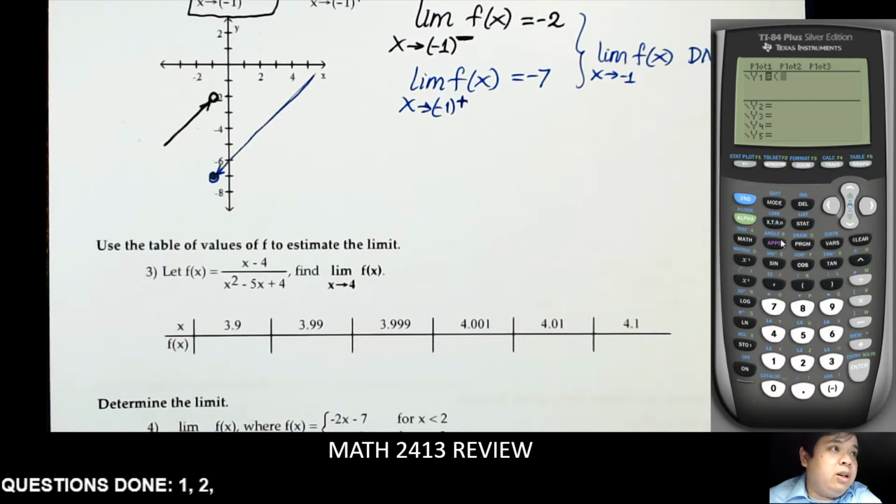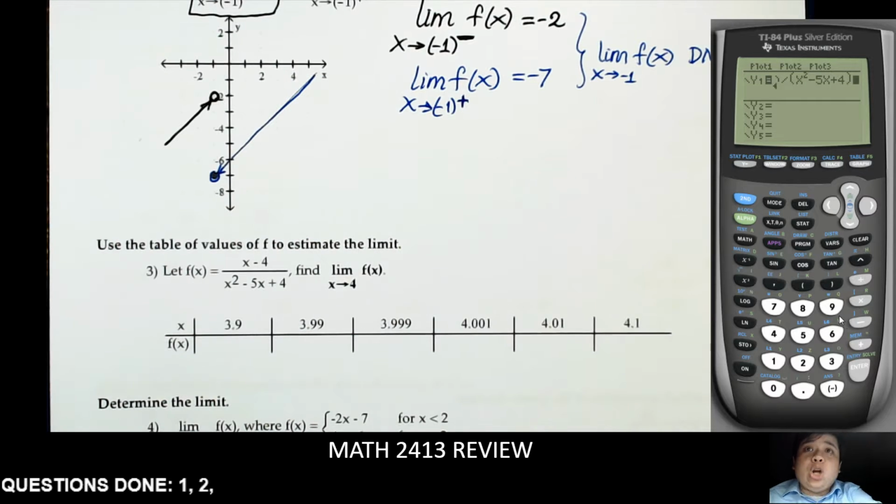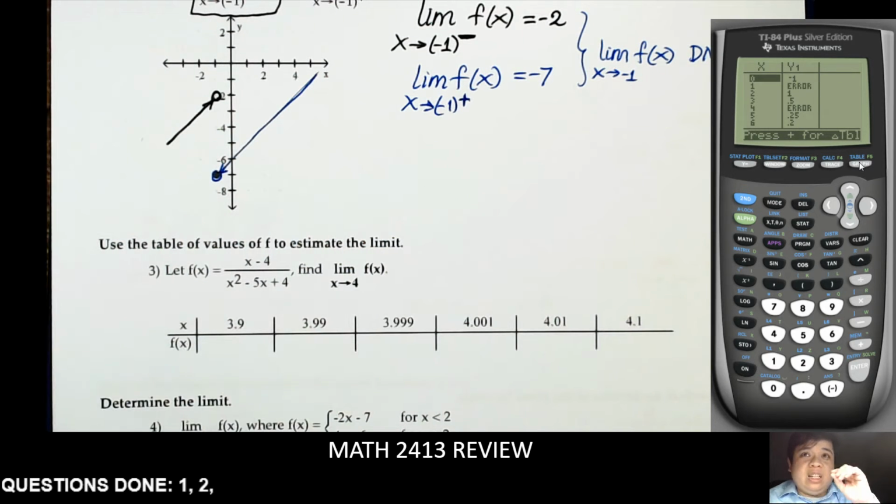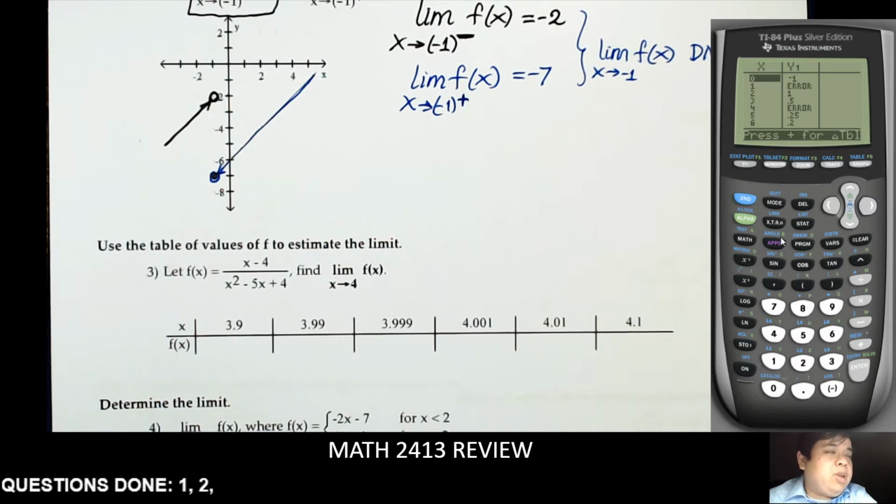If not, we just use parentheses. That's perfectly fine. x minus 4 on the top, divided by x squared minus 5x plus 4, close parentheses. Usually when we need to find the values, we hit second table. But this is not going to work because we have 3.9, not exactly values like 0, 1, 2, not integers. So in that case, hit second trace.